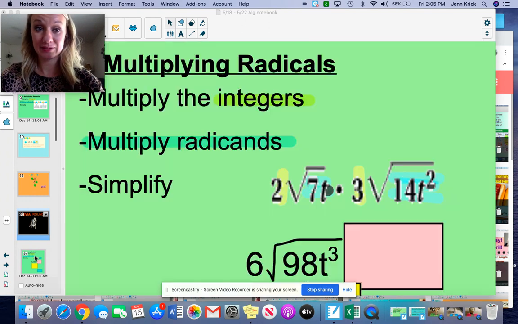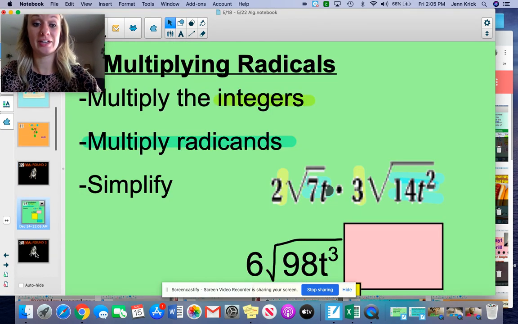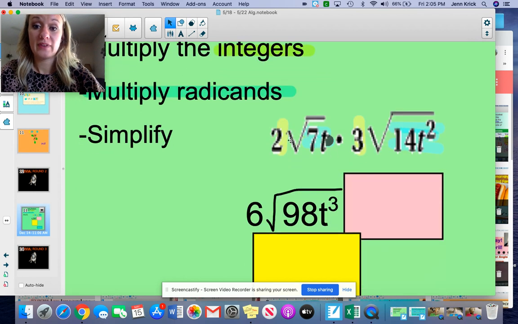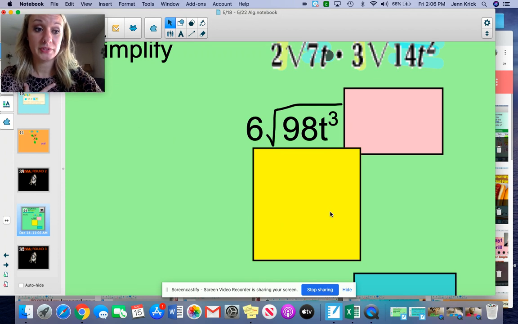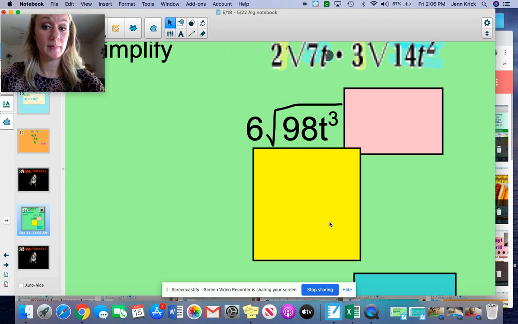Okay, here we go. This is a big one for us, and actually this is your last example. We've got 2 rad 7t times 3 rad 14t squared. Sorry that it's kind of pixelated. I multiplied my integers on the outside, 2 times 3, and that gave me 6. I did 7 times 14, which gives me 98. And then when you've got t times t to the second power, that's 2 over here and 1 over here, which gives us a total of 3 t's. I always like to do my variables at the end. You don't have to, but that's just how I'm going to model it for you.